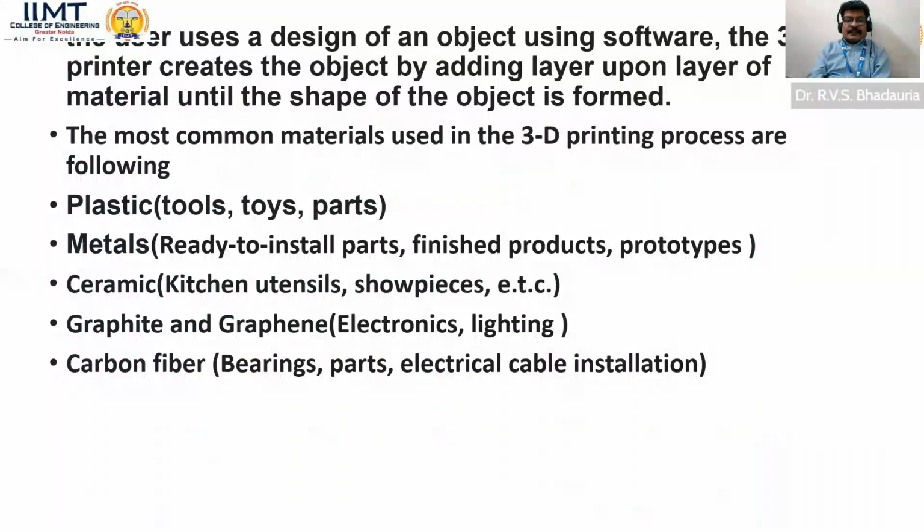Graphite or graphene. We all are electronic and electrical engineers. For electronics and electrical engineers, carbon fiber and graphite are very important, because graphite is used in electronics, lighting, and LEDs, and carbon fiber is used in bearing parts and electrical cable installation, etc.